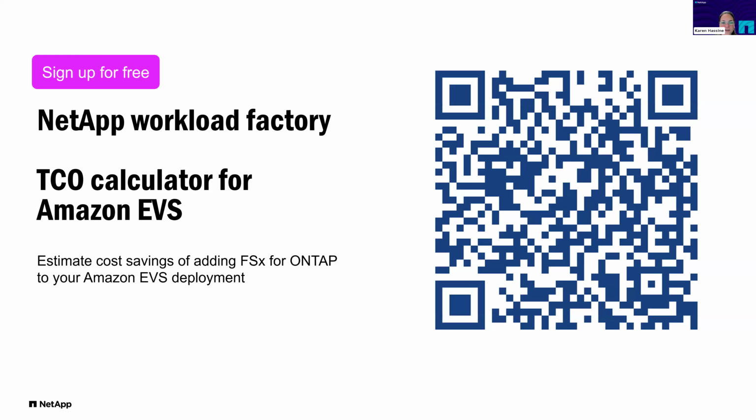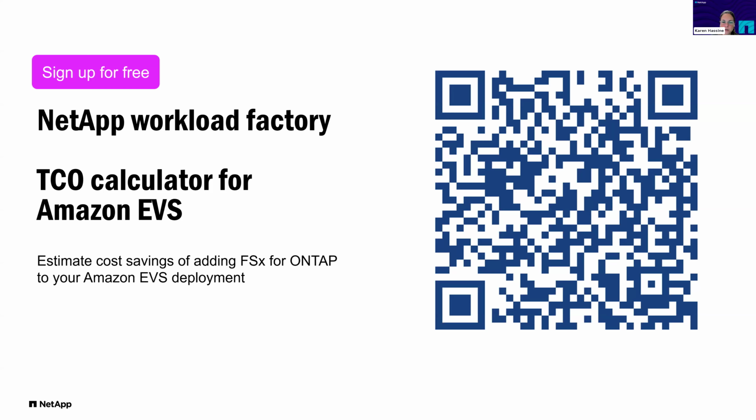I think we're okay. All right, so here you have the QR code that will take you to Workload Factory. You first need to register in order to be able to use it. So this link will take you to the registration page if you've never registered with Workload Factory. If you've already registered, it will take you directly there. Remember, this is completely free. You can play around with it, put in your numbers. You can try different scenarios and figure out how much would be the cost savings of adding FSx for ONTAP to your Amazon EVS. And I think we're almost on time to open up for questions.